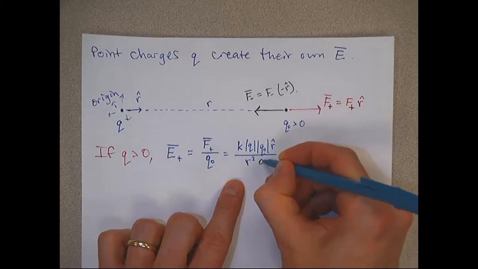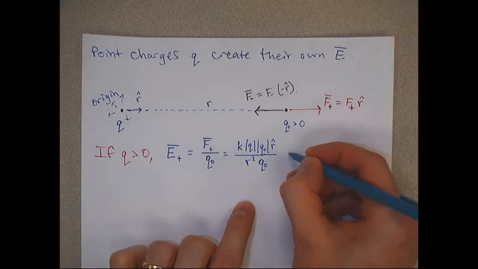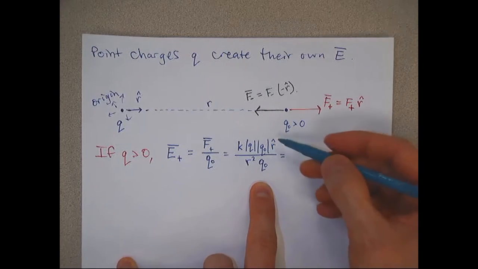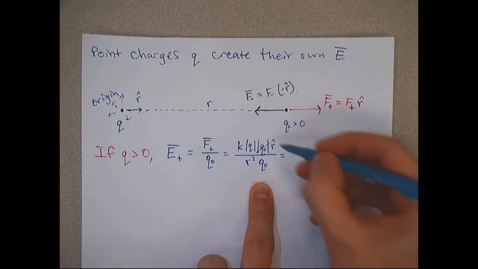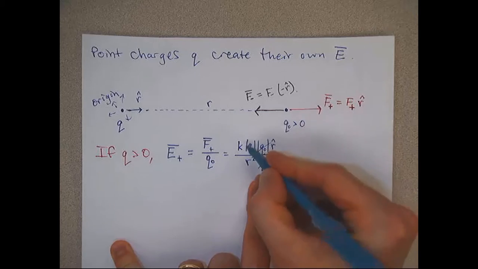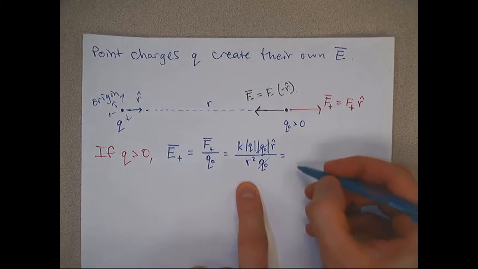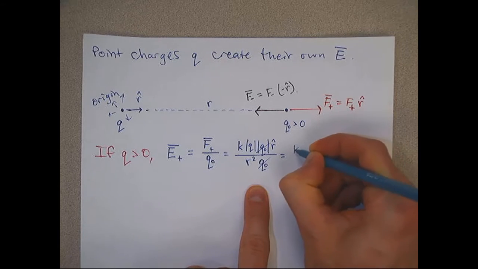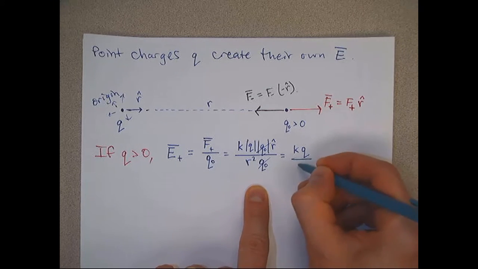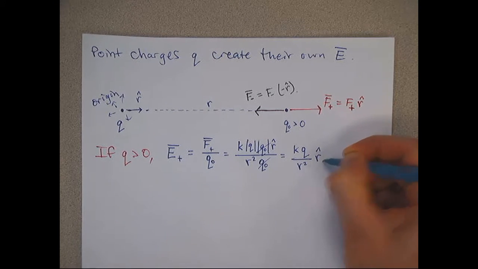We need to divide that Coulomb force by the test charge, Q0. Because Q0 is a positive charge, the absolute value of Q0 is equal to Q0. Because Q is positive, we could drop the absolute value signs here and state that this is simply KQ over r squared in the r hat direction.